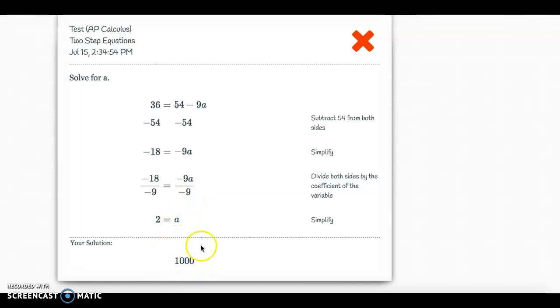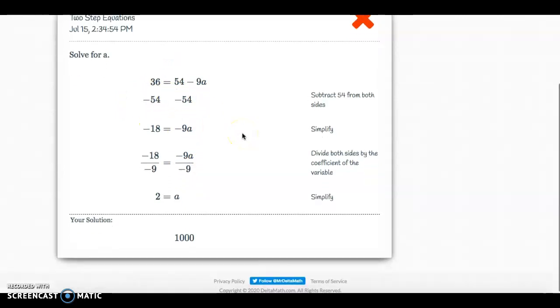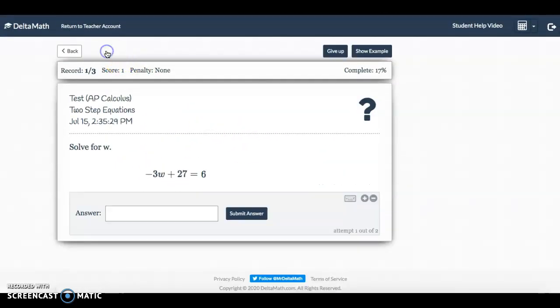Now, obviously, I just guessed a random number, so that is where I went wrong, but you might have accidentally forgot to divide by a negative 9, or you might have added 54 to both sides instead. And so now what you do is click next problem and you try again, and you can keep going like that.